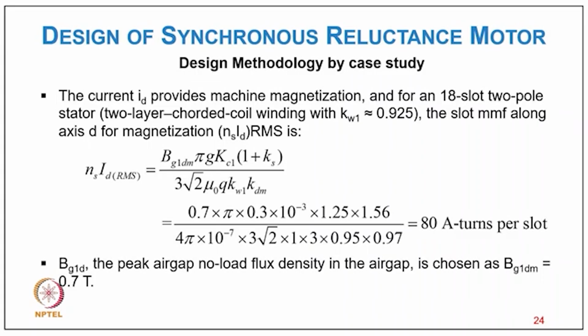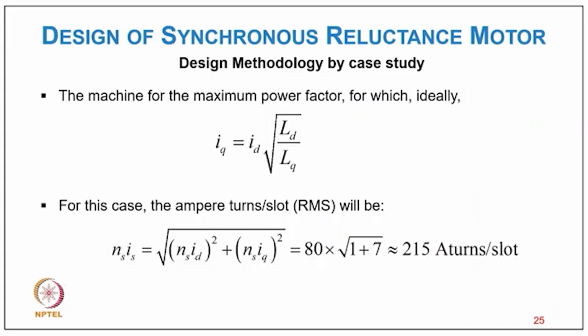The slot MMF along the D axis for magnetization, RMS, is NSID RMS equal to B1 g_DM pi g Kc1 in bracket 1 plus Ks divided by 3 root 2 mu0 q Kw1 Kdm1. Putting a value, it comes 80 ampere turns per slot. So B1DM, the peak air gap no load flux density in the air gap, is chosen B1DM equal to 0.7 Tesla. And for the machine for maximum power factor, ideally IQ equal to ID under root LD upon LQ. So for this case, the ampere turns per slot RMS will be NSIS equal to NSID square plus NSIQ square, and putting a value, it comes 215 ampere turns per slot.